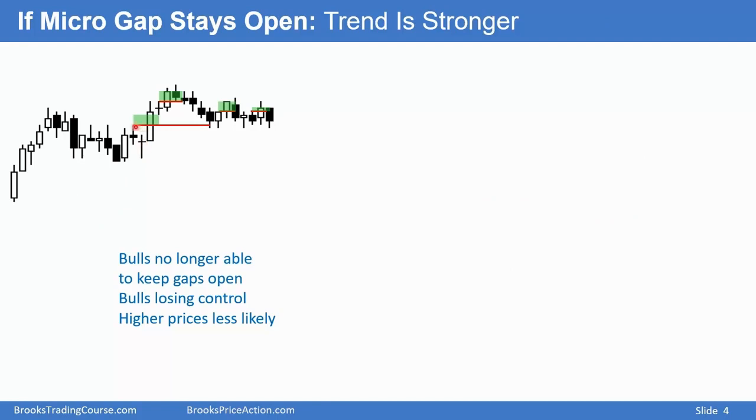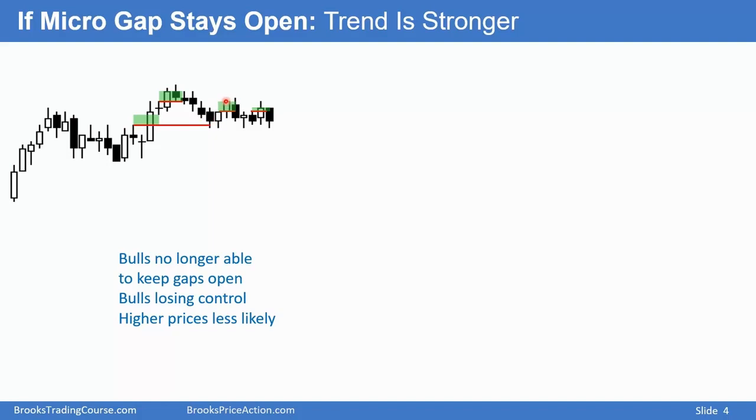Take a look at here. The low of this bar, we have a gap above this high, and we have another gap here. The low of this bar is at or above the high of this bar, and therefore it's a gap. But then the market traded below that high, and the market traded below this high. The bulls are getting gaps, but the gaps are closing.